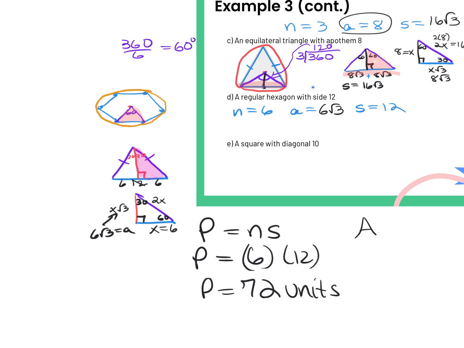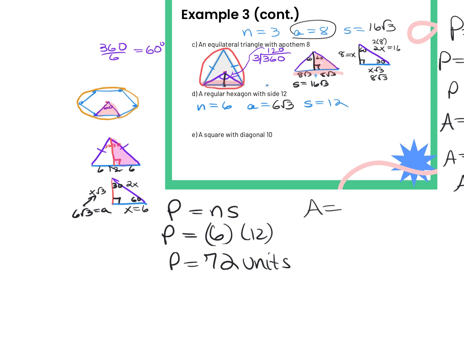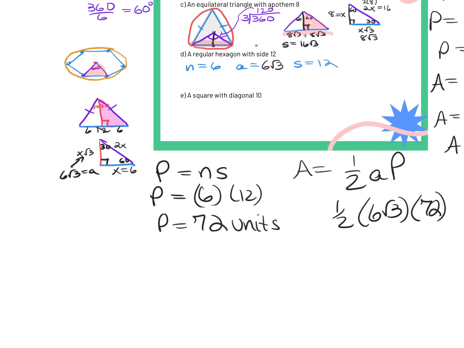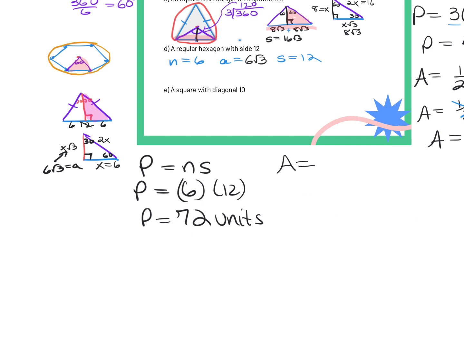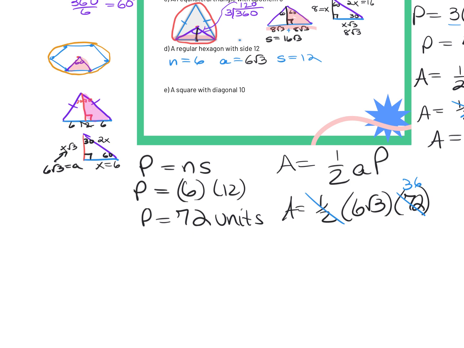The area, now that I've calculated perimeter, 1/2 apothem times perimeter. My apothem, 6 square root 3. Perimeter, 72. So again, you can take half of either one of the numbers. Doesn't matter. If you want to take half of 72, make it 36, you can. And then 36 times 6, 216 square root 3 units squared.